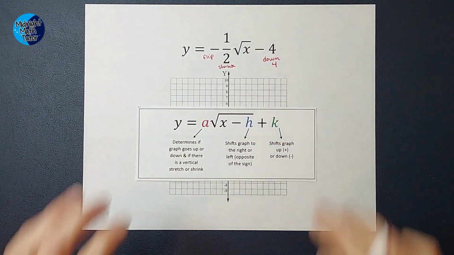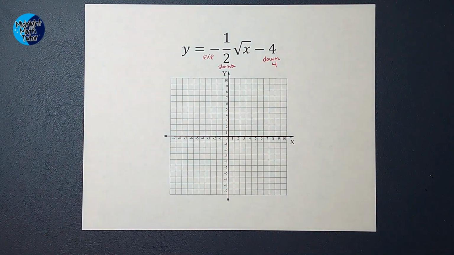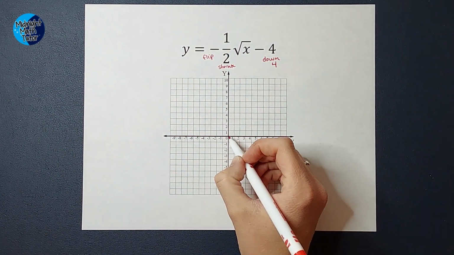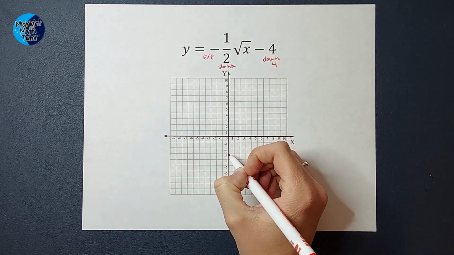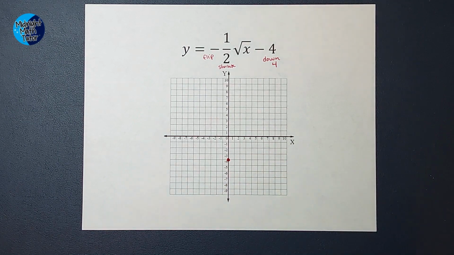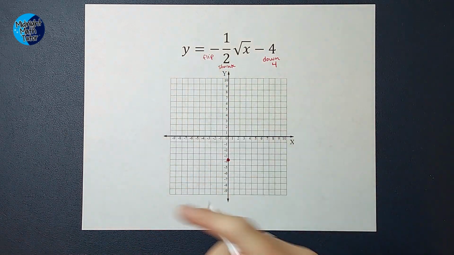So let's see what this does. My parent graph starts at 0, 0. This one we're not moving right or left, but we are going to go down 4, 1, 2, 3, 4, okay? So this is my new starting point. Okay, from here, there might be some teachers that at this point in your math journey all they want to know is that you know where the new starting point is and you know that it's flipped.